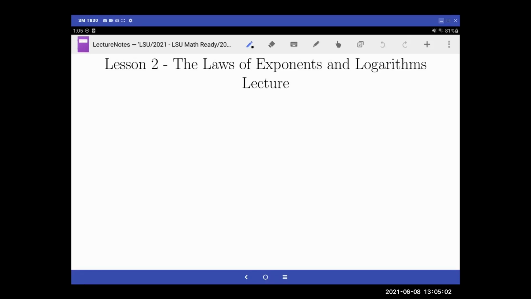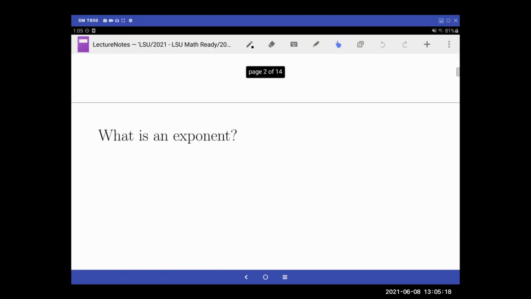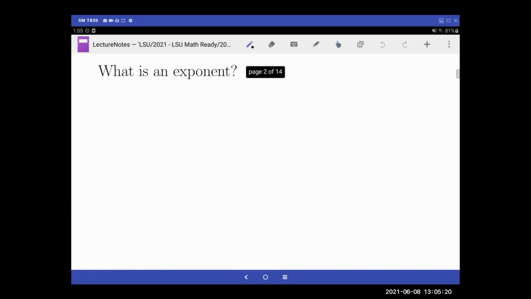Now we're going on to the second lesson, which is dealing with the laws of exponents and logarithms. Okay, and so that's what we're talking about today. You probably have done a good bit with exponents before, same with logarithms, but we're going to talk a little bit about connecting those ideas. So let's start off by talking about what an exponent actually is.